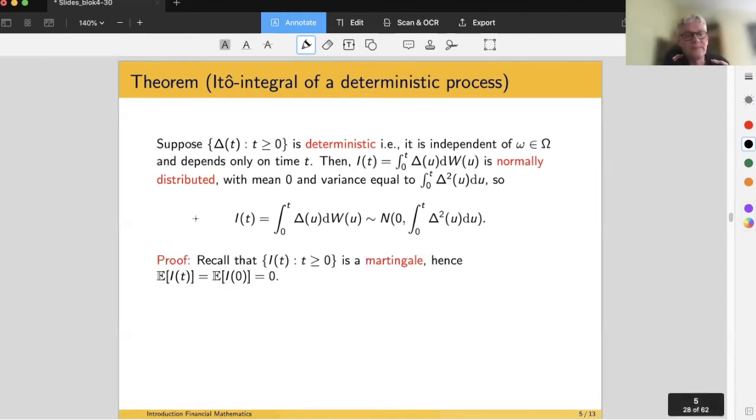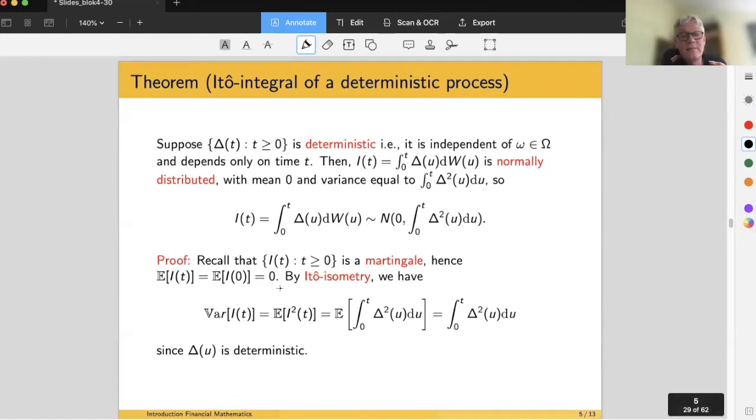Let's go, right? The proof. So recall, first of all, that I_t is a martingale. I_t, t greater equal to 0, is a martingale. That is already seen in a previous lecture. So therefore, also in expectation, the expected value of I_t is equal to the expected value of I at 0, and that is equal to 0. That is already our mean value is 0.